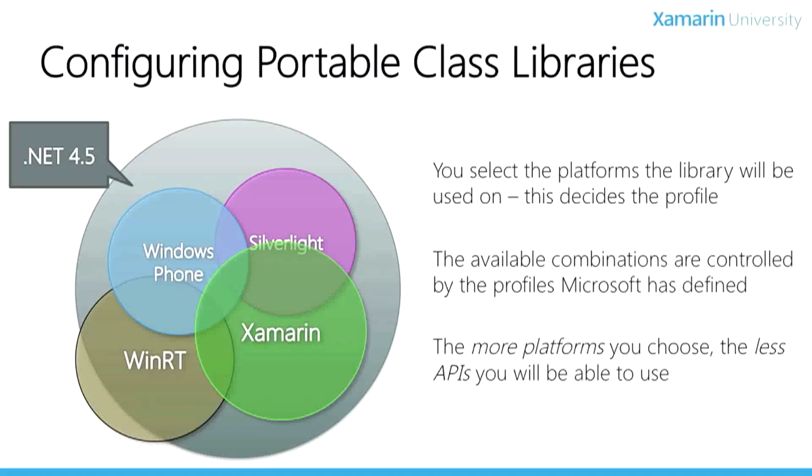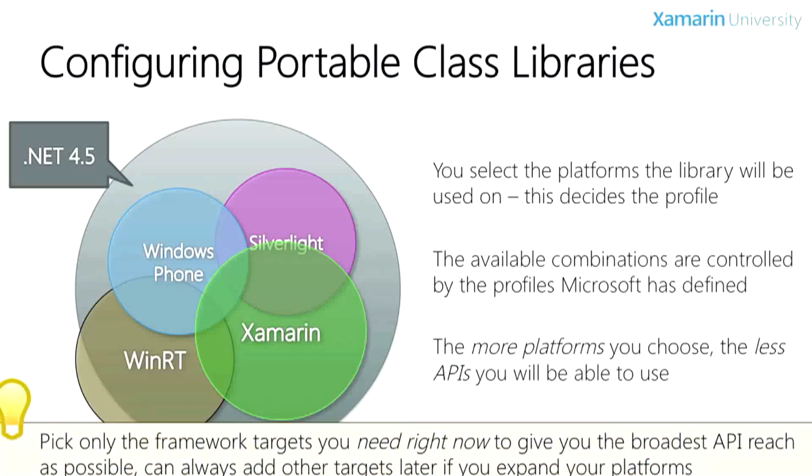You can change the supported target platforms through the Project Properties dialog in both Visual Studio and Xamarin Studio. And the more platforms you choose to support, the more limited your API selection will be. You should always strive to pick only the frameworks you need, because the more targets you include, the more restrictive the API set will be. Remember that you're only able to use the APIs that are available on all the platforms you're targeting.